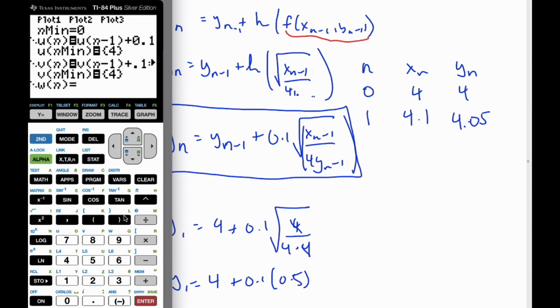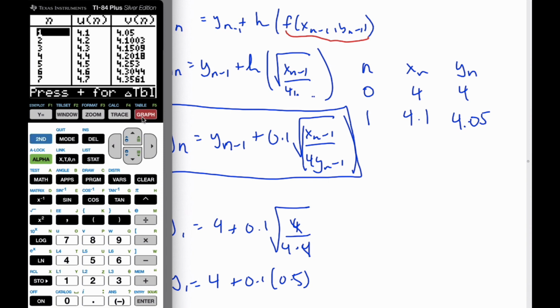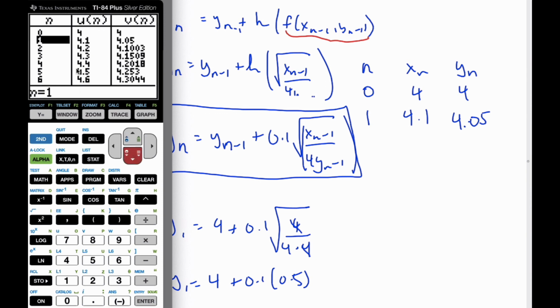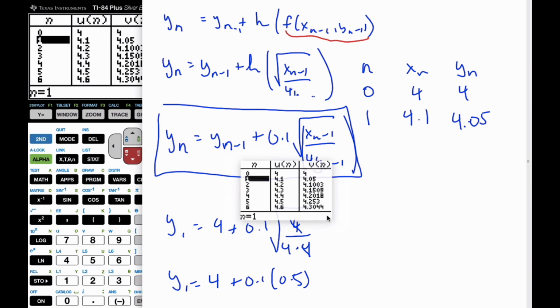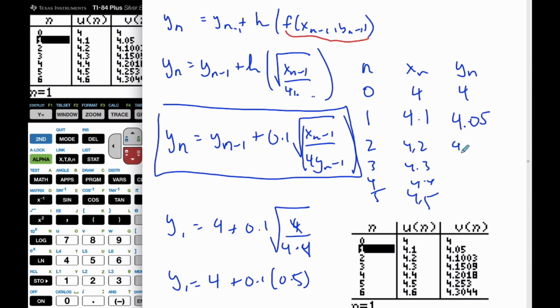When I go to my table, this is what I should get when n equals 1 if I've done it correctly. Fingers crossed. I'm going to start at 1 and go by 1s, and I go to my table. So 4.1 is 4.05, and 0 is 4 and 4. The other thing I have to write on my test is this whole table: 4.2, 4.3, 4.4, and 4.5, and I get 4.1003, and so on.